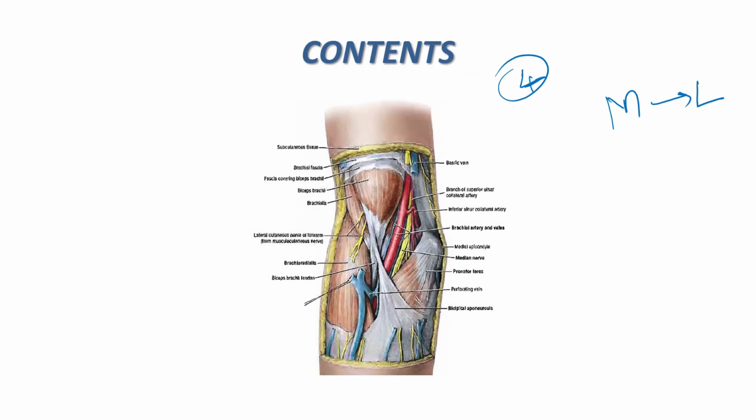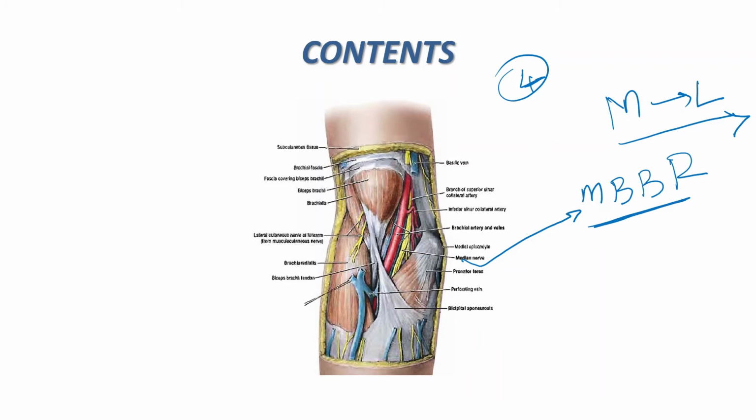The contents of the cubital fossa from medial to lateral side are the median nerve, which makes up the most medial content of the cubital fossa. Just lateral to the median nerve lies the brachial artery. Lateral to the brachial artery lies the tendon of biceps, and the most lateral content is formed by the radial nerve. So these are the four contents of the cubital fossa. We'll just see in brief one by one.